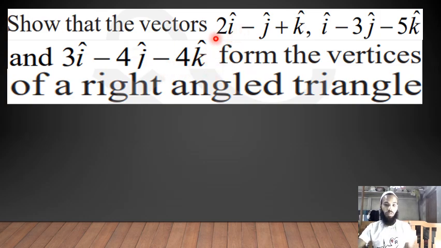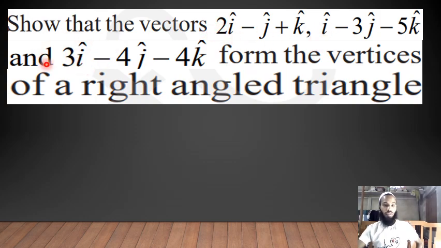First we have to check whether these three vectors form a triangle or not. See, in these three vectors, this is given and another is given. We have to check whether the sum of two vectors is equal to the third vector. Here the sum of the first two vectors is equal to the third vector. This is 2i plus i equal to 3i.